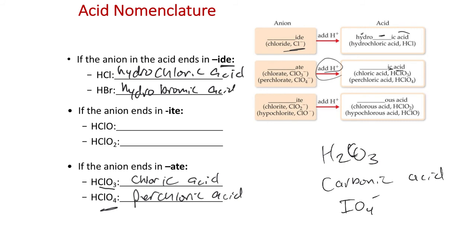IO4 minus is always the funny one because you put the H+ out in front and it becomes periodic acid. I guess it's not that funny, but it looks like periodic acid when you say it a different way. But if you know what it is, you call it per-iotic acid.